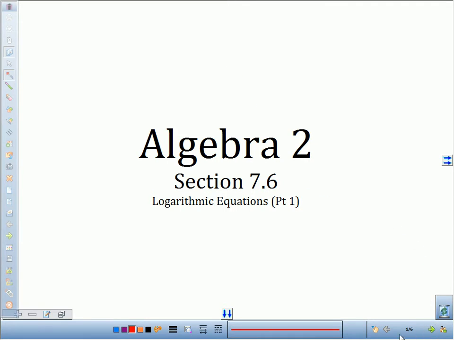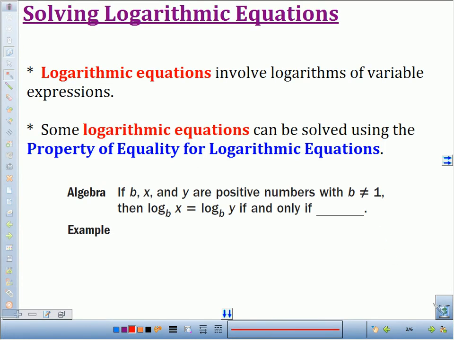Now, solving logarithmic equations is a lot like solving exponential equations. A logarithmic equation, of course, involves logarithms of variable expressions. So if I had, for instance, log base 2 of x equals 15, that would be a logarithmic equation, and I could use these techniques to solve it.